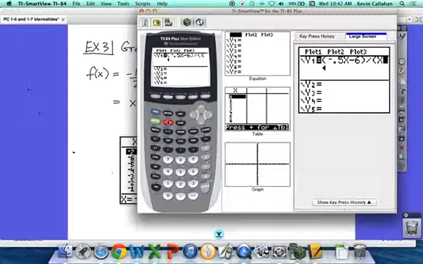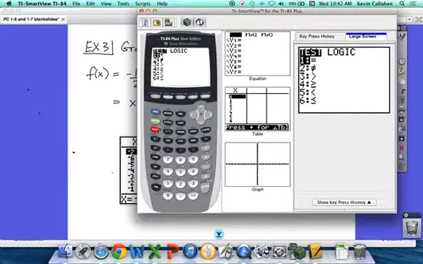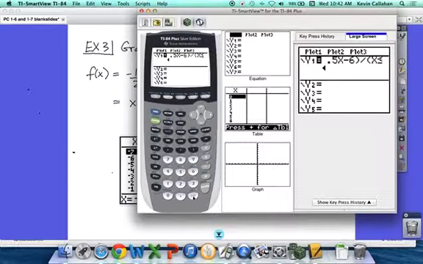X. Now, where do you find the less than or equal to symbol? Above the math, right? Second math, less than or equal to was the 6. And now I put in my -4.